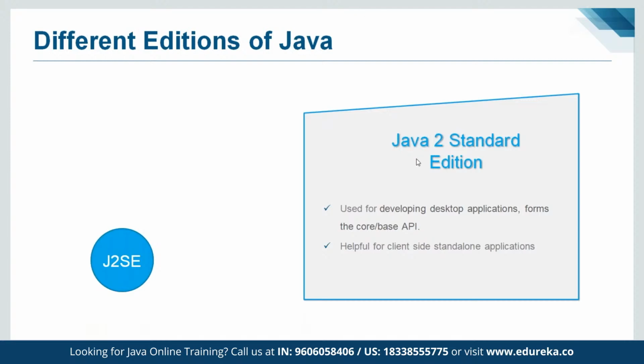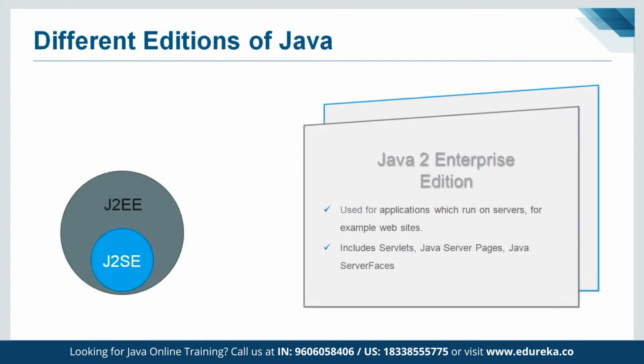The second platform that we have is called J2EE. It is used for developing a server-based application, and it is used for developing web applications, which in Java includes Servlets, JSP, and JSF, Java Server Faces. So this is what enterprise is. What is an enterprise application? A web-based application or a client-server application.